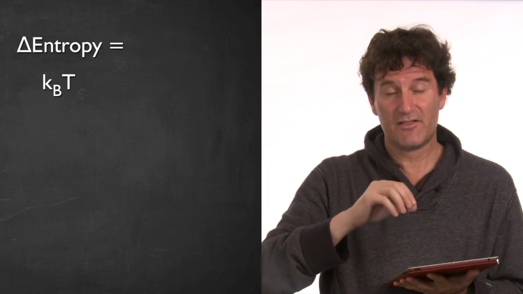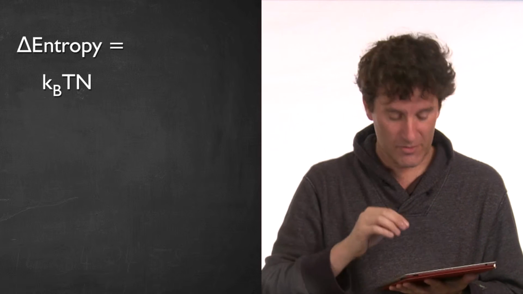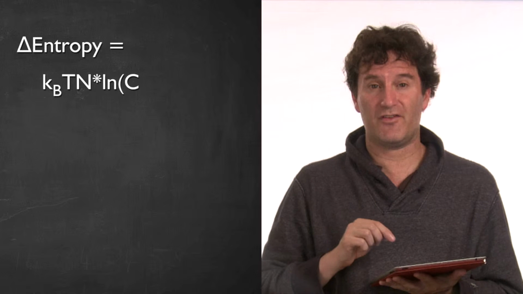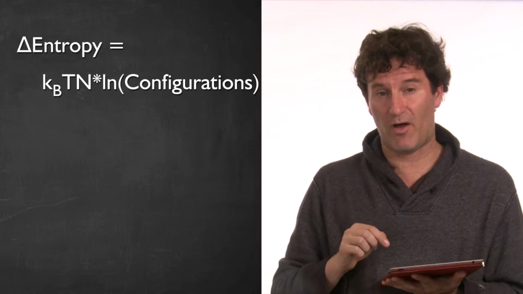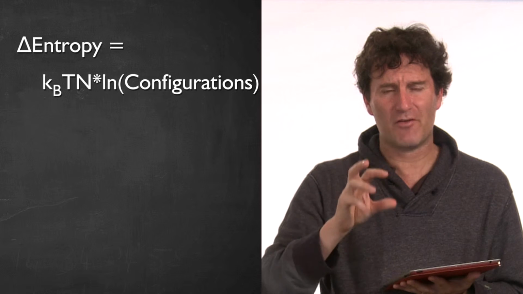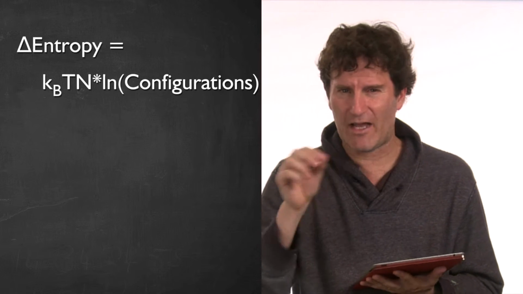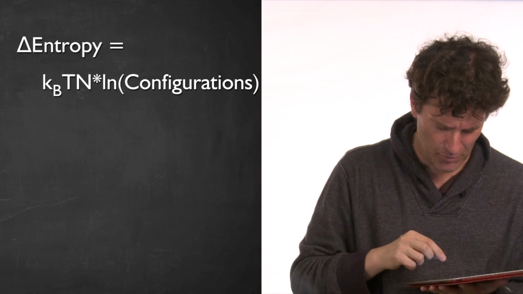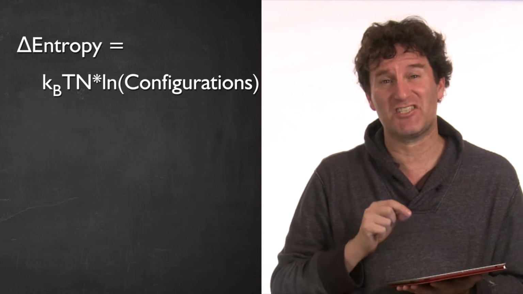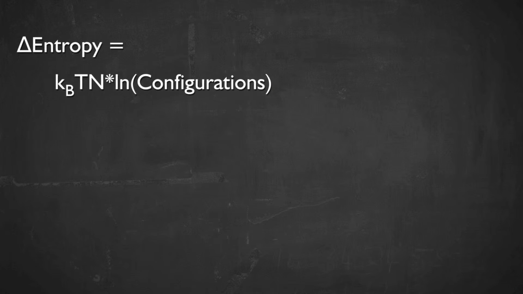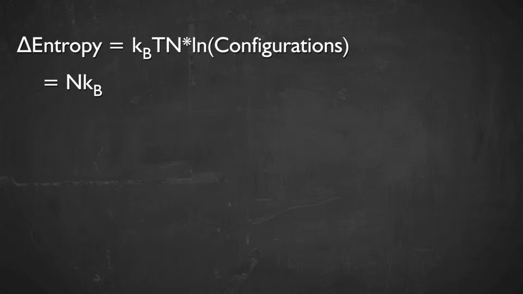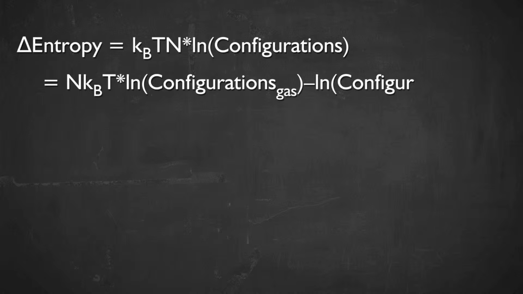kBT times N, that's the number of molecules, times the logarithm of the number of configurations that are available to each molecule. And so let's think about how to measure the number of configurations. Actually, it's a bit difficult. So instead, let me just write out this formula a little bit, and then it will become simpler, perhaps. So what I really need to compute is the change of entropy between the gas and the liquid. So that's N kB, the Boltzmann constant, times T, times the logarithm of the number of configurations in the gas minus the number of configurations in the liquid.